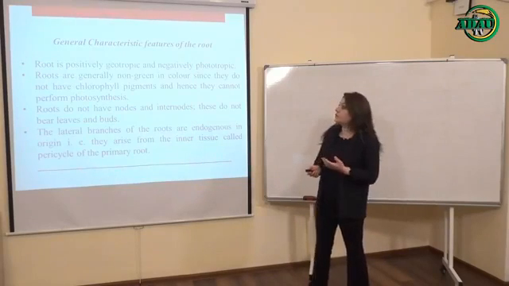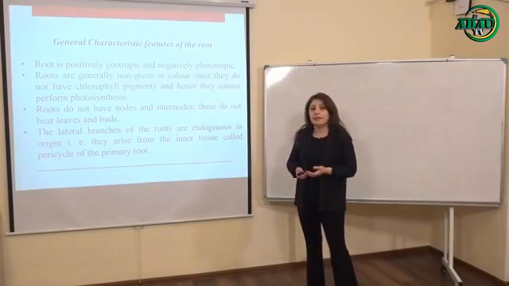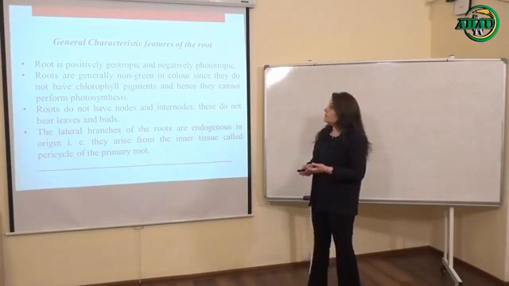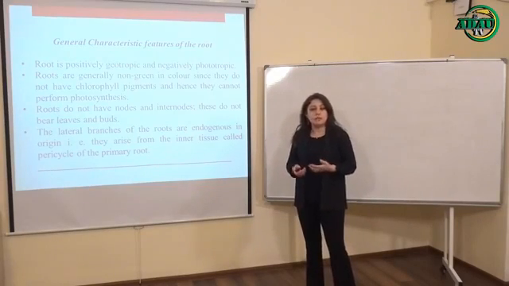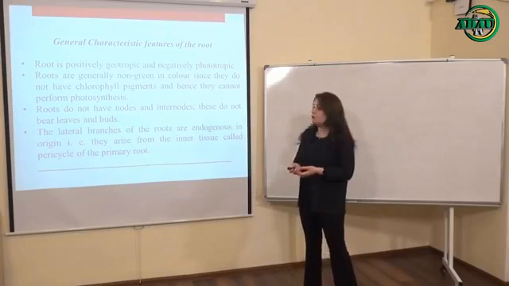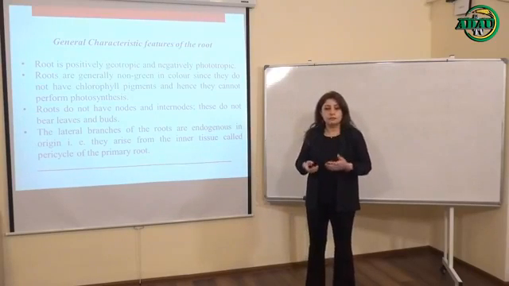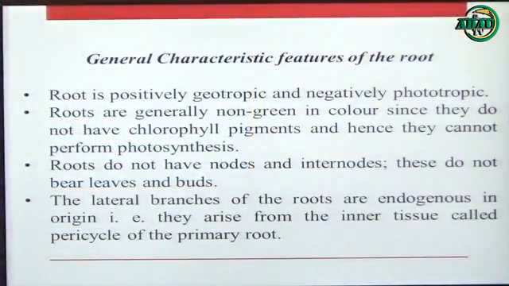And what are the general characteristic features of the root? Root is positively geotropic and negatively phototropic. Roots are generally non-green in color since they don't have chlorophyll pigment. That's why they don't produce food. They cannot perform photosynthesis. And roots don't have nodes and internodes. That's why the root doesn't bear flowers, leaves and buds. The lateral branches of the roots are endogenous in origin. What does it mean? This means that they arise from the inner tissue called pericycle of the primary root.